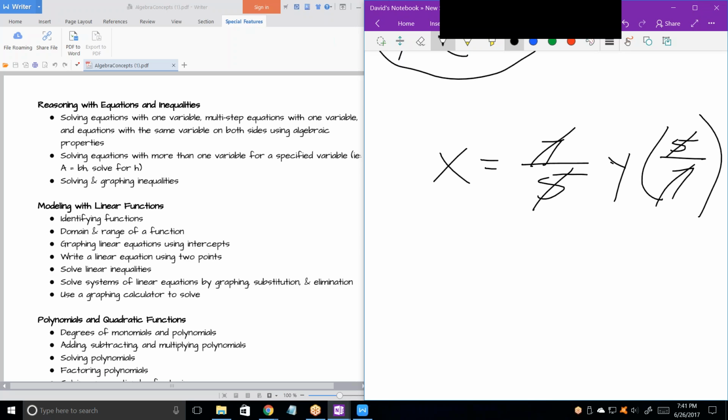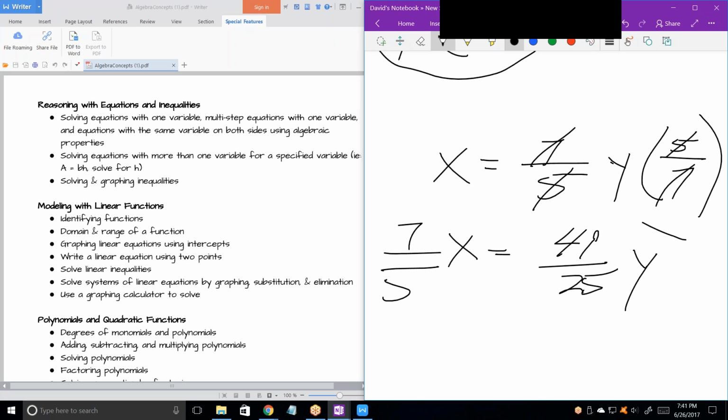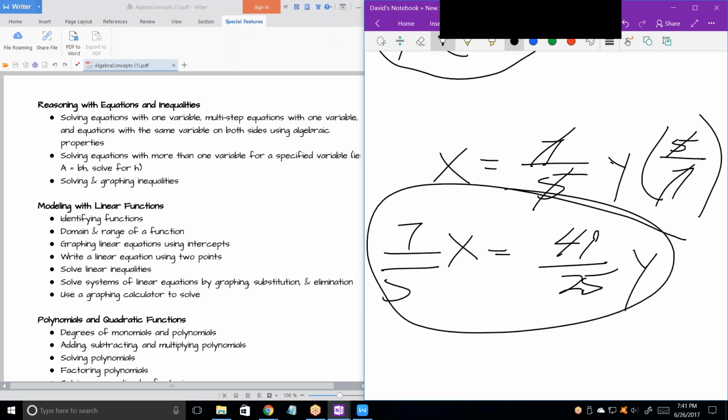If I multiply both sides by 7/5, I got 49/25 y. That didn't solve for much. That's what I end up with. So the whole point of solving equations is to get the right side to be just y. Not 7/5 y, certainly not 49/25 y, but y.